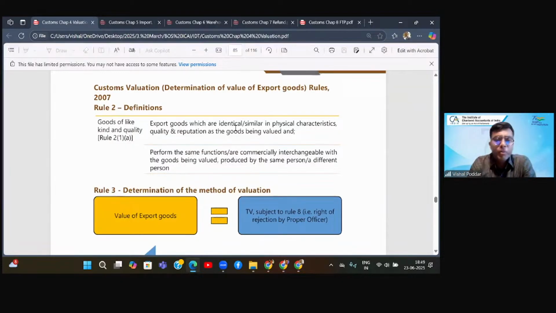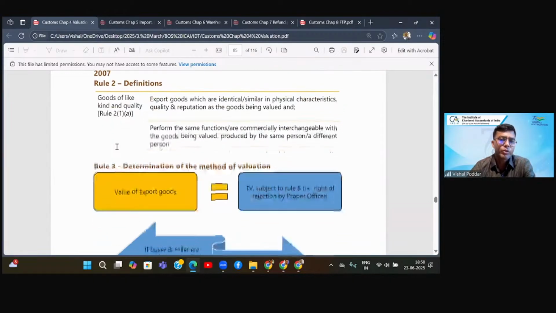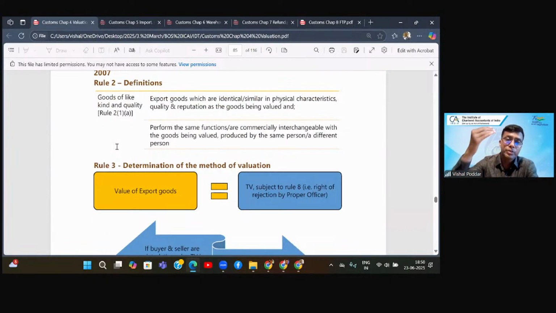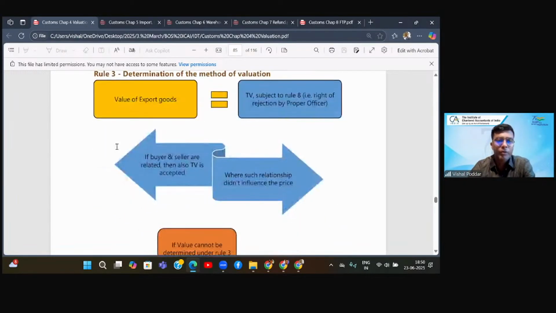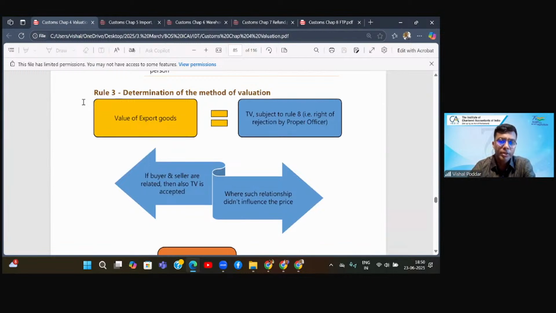Now all this was about import valuation. The next is export valuation. Now once you have understood import valuation, export valuation is very much similar to import valuation provisions. First, what it says, goods of like kind and quality. Like we had the term similar goods, we had the term identical goods. Here there is a different term used, which is goods of like kind and quality. Then what it says, value for export is the transaction value subject to rule 8.